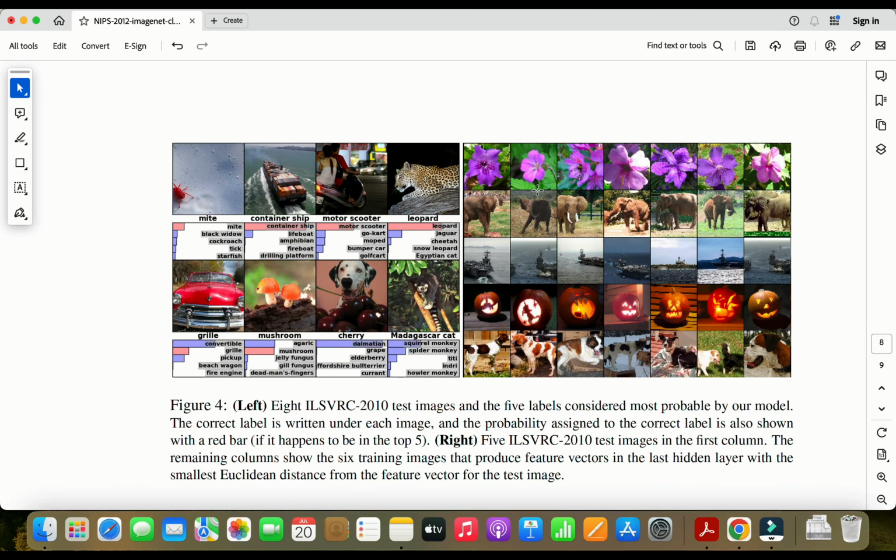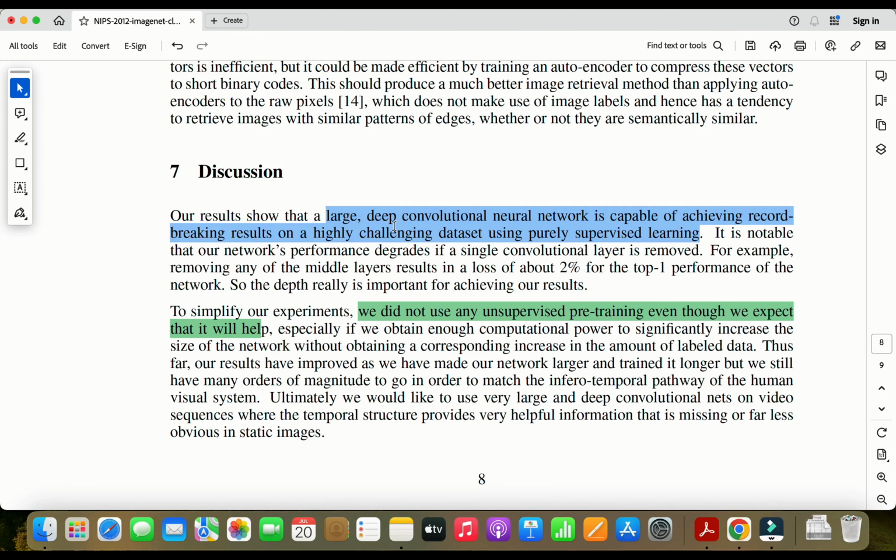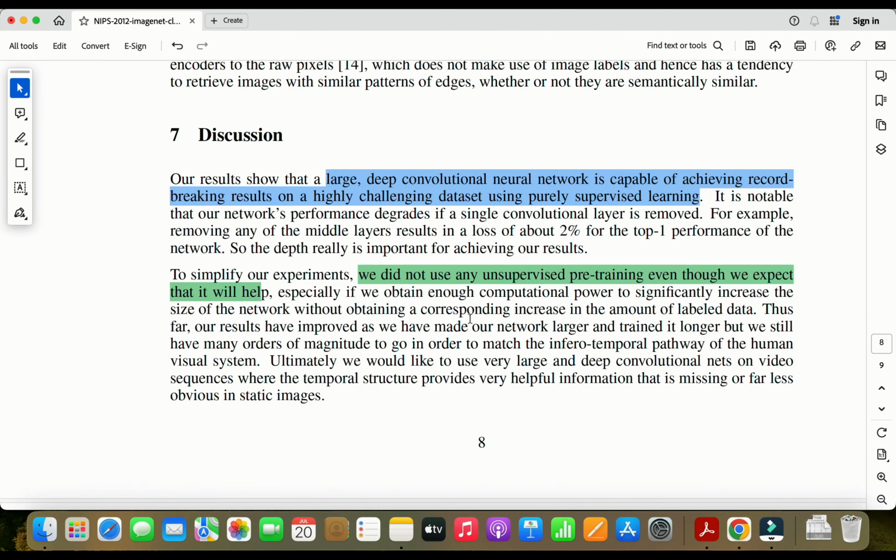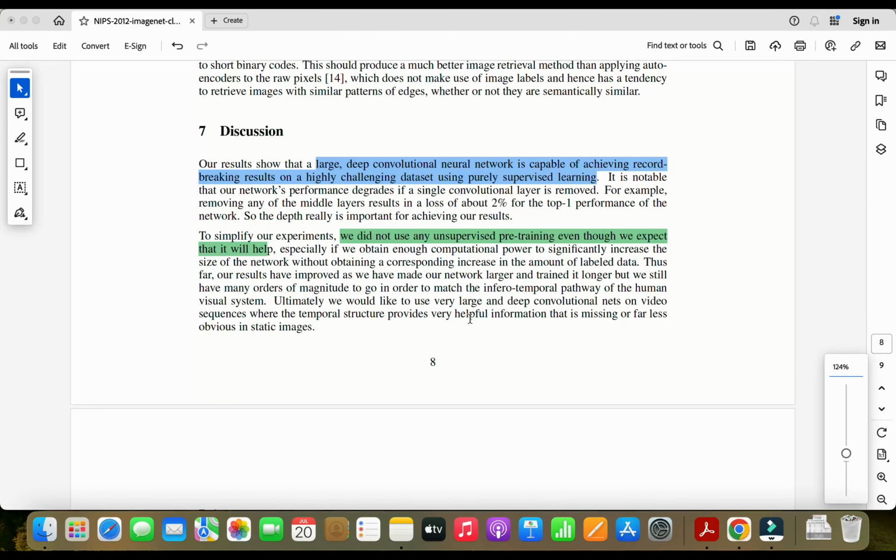Their conclusion is that a larger and deeper neural network is capable of achieving better results. They have not used any unsupervised pre-training, but it might also help in increasing the accuracy. After this, a lot of new research papers came: Inception, GoogleNet, ResNet, which is most popular now. We will discuss other papers, and we'll also see the comparison across all these papers.